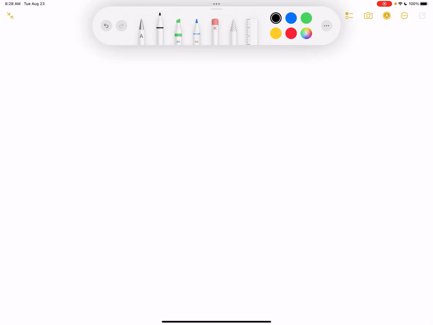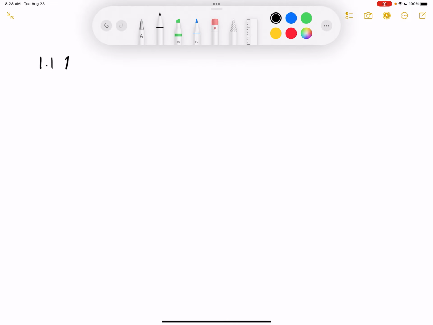So this is 1.1, apply properties of real numbers.